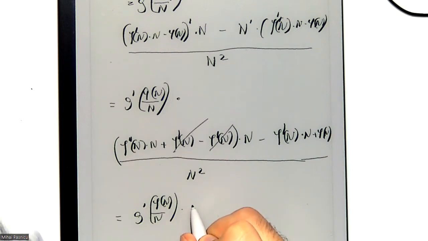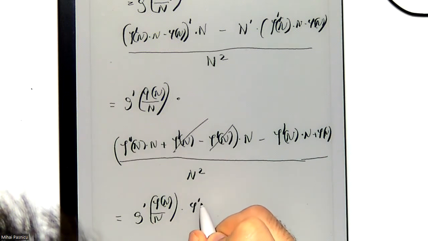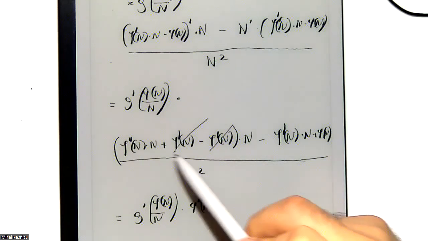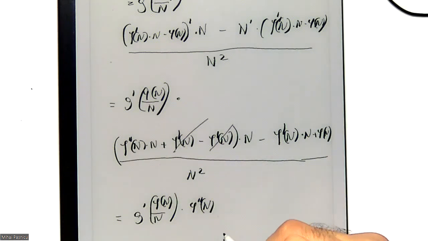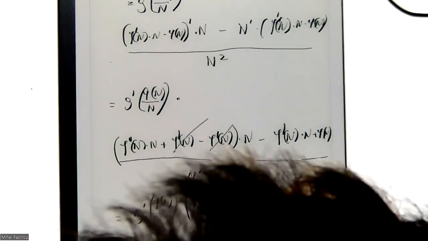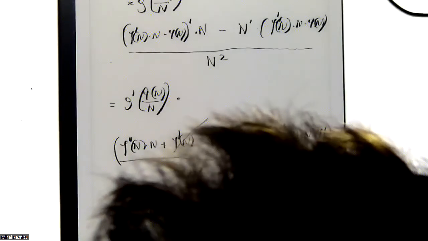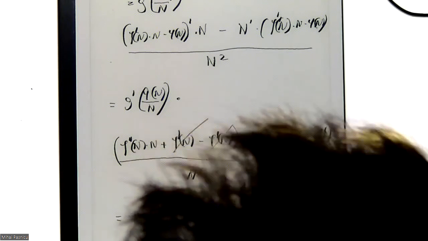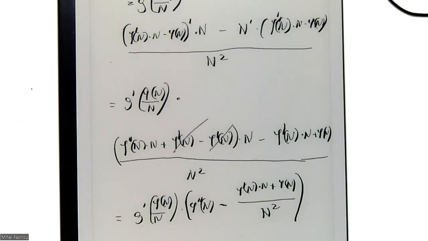And I get P prime of n, because I had an n here and n here, n squared, so it goes away. Minus P prime of n plus phi of n over n squared. This doesn't look that bad, right? Kind of. Anyway, let's just group it all back together now.